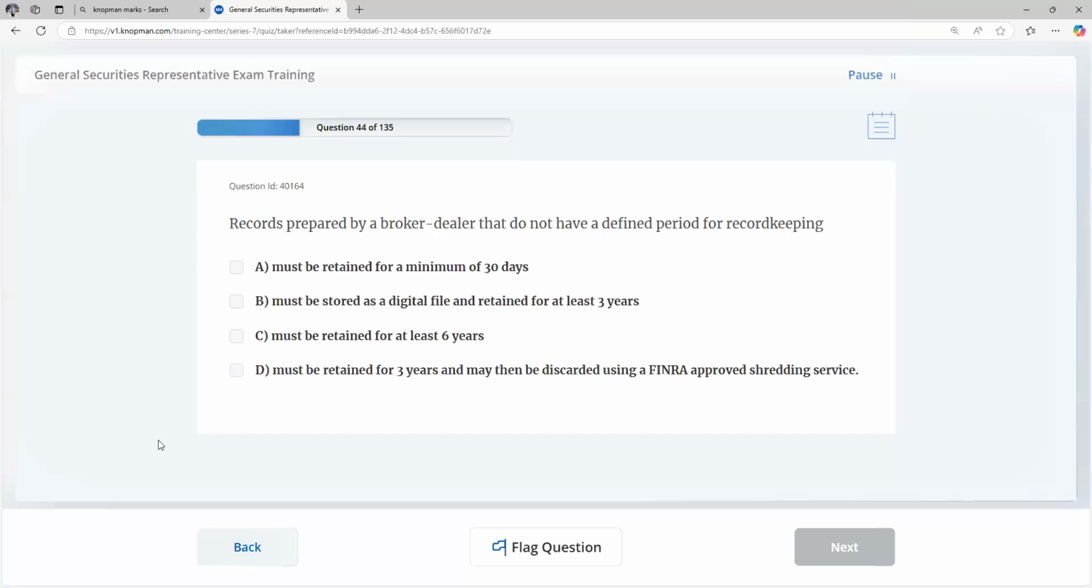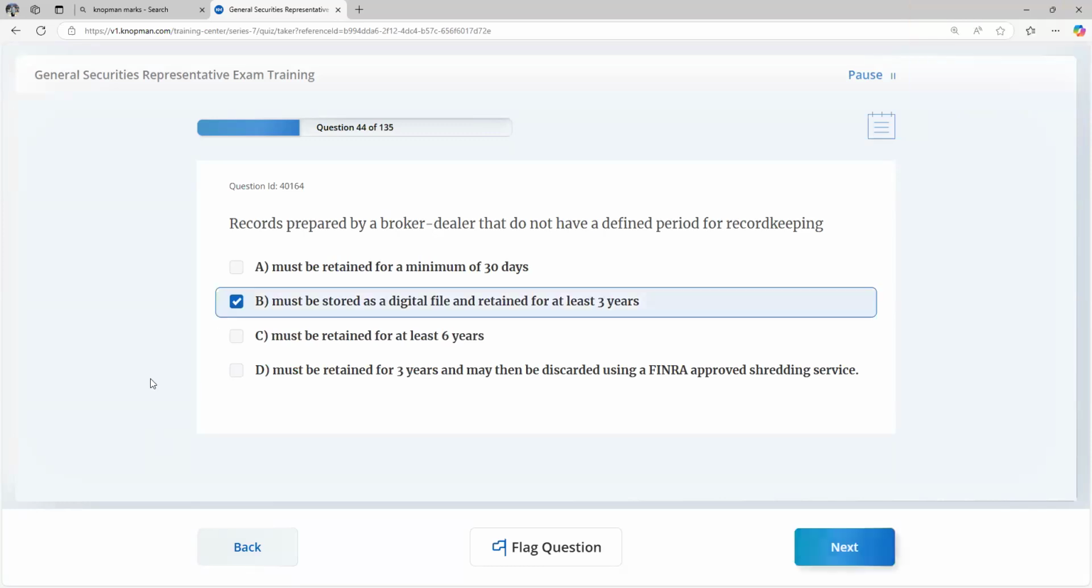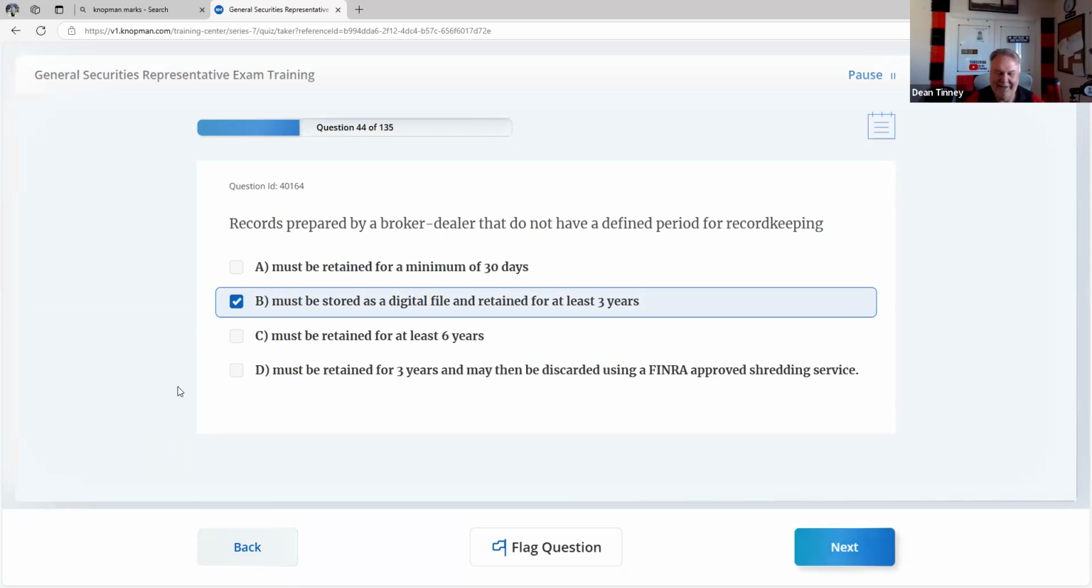Must be stored in a digital file and discarded using FINRA's approved shredding service. What the heck? I'm laughing because, yeah, B. What are you going for? B, I hope, right? Yeah, B. The reason I'm laughing at the shredding service is because every once in a while somebody gets really mad at me for saying derogatory things about FINRA, and how sometimes I do think they're just after more money. So I'm laughing because I could see FINRA rolling out an official FINRA shredder that you must use.